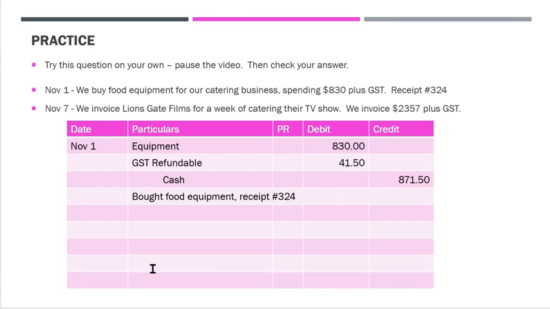Okay, so the first transaction, we are buying equipment. So we're going to debit an asset, $830. The second part is we are paying GST, and this is GST that we're going to get back, so it's refundable, and it's 5%, so $41.50. Total cash, we have to pay $871.50.